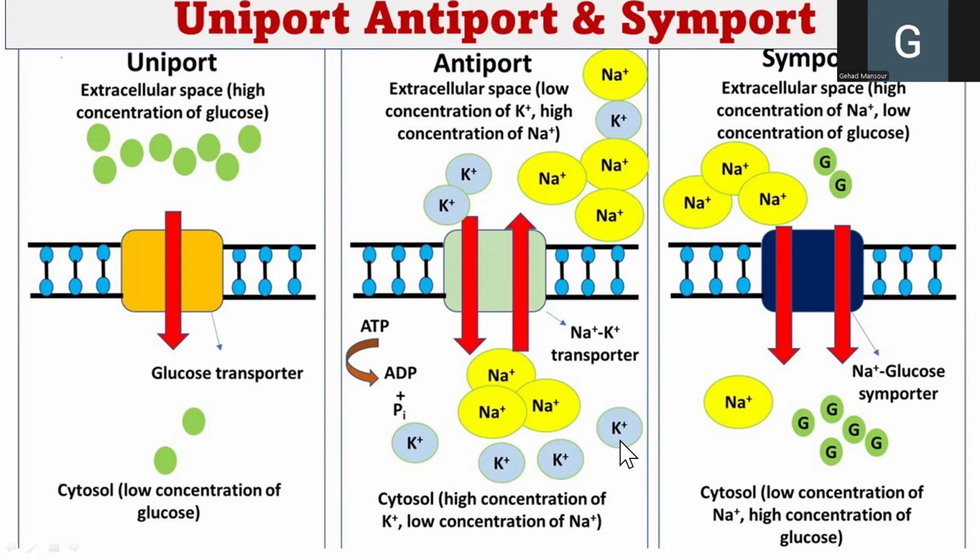Because you know that the main cation intracellularly is potassium. But at the same time, we will find that this sodium potassium pump or transporter will pump the sodium ions outside against concentration gradient using energy from ATP. Why is it doing this? Because normally sodium should be the main cation extracellularly for proper functioning of the cell.